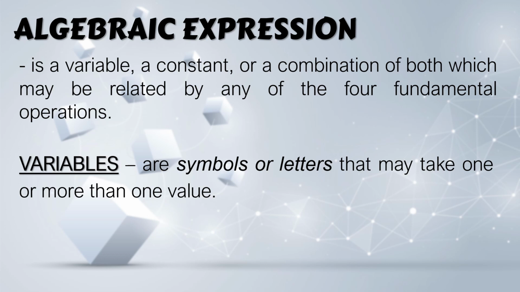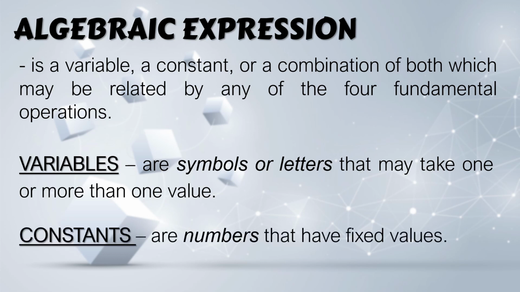When we said variables, these are the symbols or letters that may take one or more than one value. When we said constants, these are the numbers that have fixed values. So in short, kapag sinabing variables, iyon yung mga letters, at kapag naman sinabing constants, iyon yung numbers.